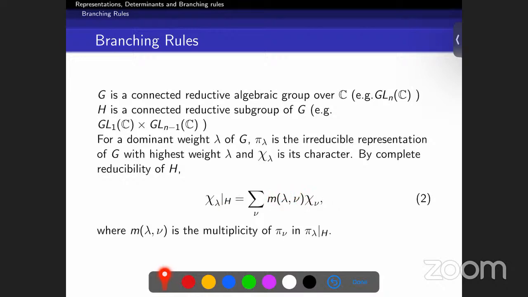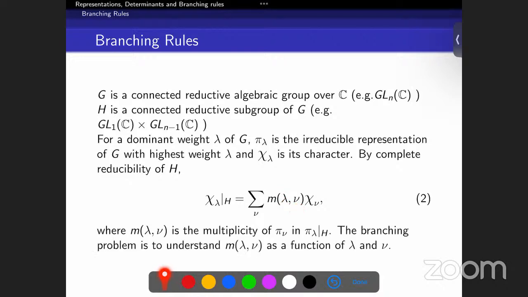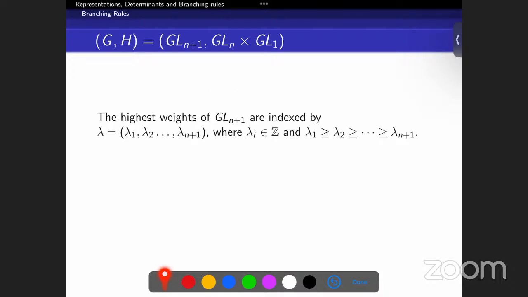Now the multiplicities over here, we know that the parameters for the irreducible representations are highest weights, right? So here lambda is the highest weight for G, and nu is the highest weight for H. What we want to do as a branching problem is to understand these multiplicities as a function of lambda and mu. One is a parameter indexing the irreducible representations of GLN. The other is a parameter indexing the irreducible representations of GL1 cross GLN minus 1. All right.